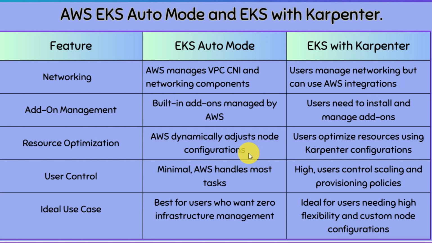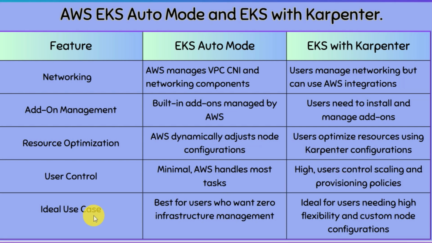Resource optimization: AWS dynamically adjusts node configurations. Here, Karpenter does that, but you need to create the required configurations, that is, node pools. User control: it's minimal. AWS handles most of the tasks. Here, it's high compared to Auto Mode. Users need to set the scaling and provisioning policies.